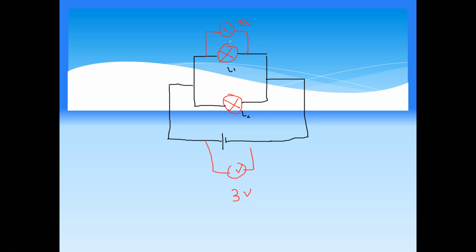The voltmeter is actually in parallel. I place it in parallel. So it should be parallel to a component, because the voltage of a supply will be the same as the voltage recorded by the voltmeter when it is in parallel.